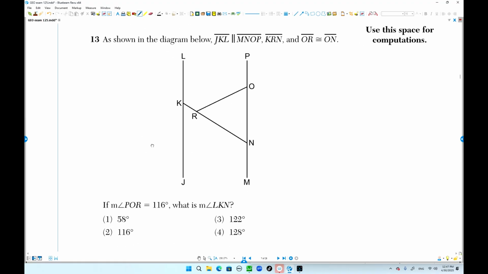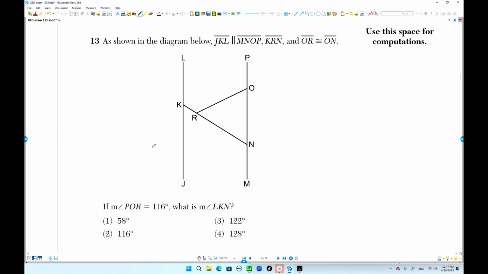Number 13. PQR is 116. That is 116. LKN. Oh, we're going to find the LKN, this angle. And also over here, OR, ON, these two sides are congruent, isosceles, right? So the sum of these two angles is 116, the exterior angle. When you divide it by 2, this is 58 degrees. This also 58 degrees. What is the measure of this one?